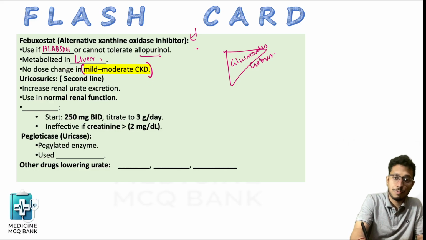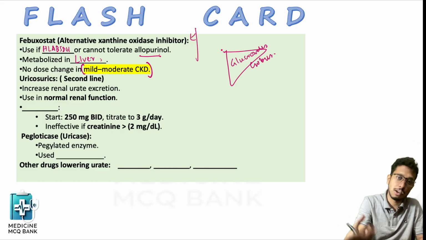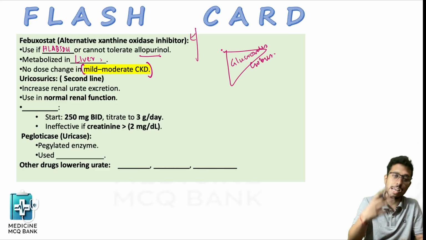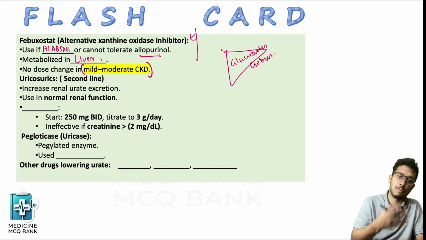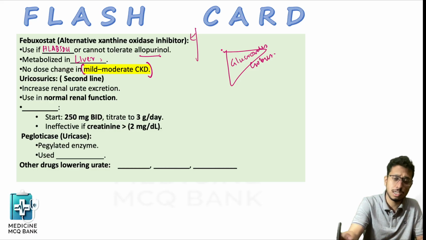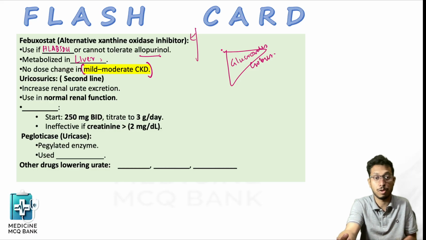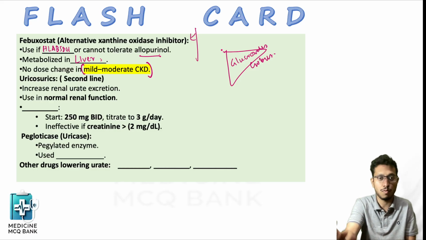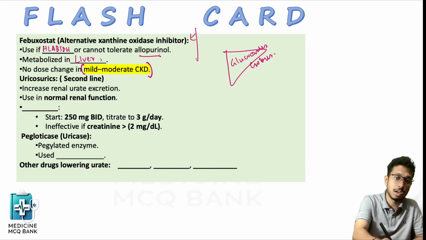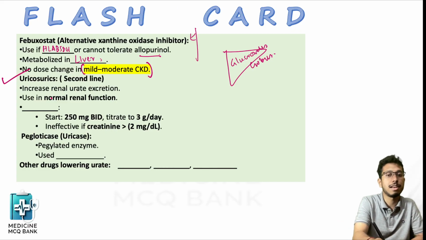Now, talking about the first line, we have only two medicines, that is allopurinol or febuxostat. Mostly allopurinol should be used, and if allopurinol is not tolerable to the patient or there is HLA-B5801 mutation, in such cases you can go for febuxostat. Now, what are the second line agents? Second line agents are uricosurics. Uricosurics cause renal excretion of the uric acid from the body. So they increase the renal urate excretion and are used in normal renal function state.